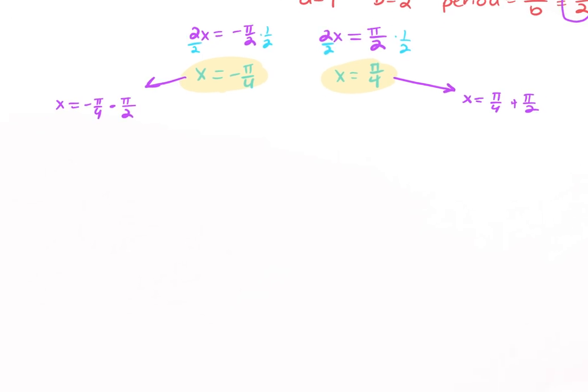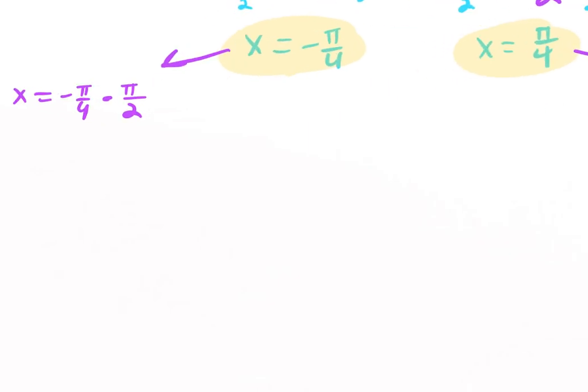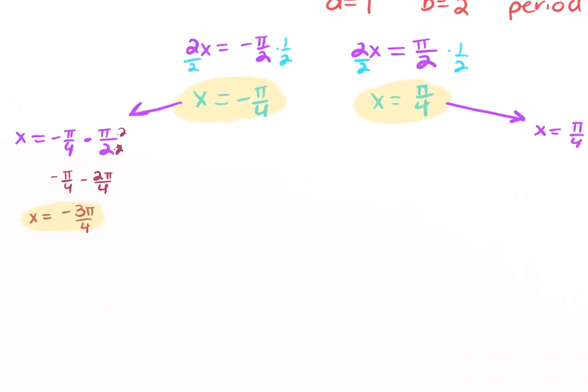Okay, so now from the one on the left, I'm going to change these so that they have a like denominator. So times 2 and 2, this would be negative pi over 4 minus 2 pi over 4, and I get negative 3 pi over 4. And I write it as x equals because it's an equation. Now that's going to be the asymptote for this left.